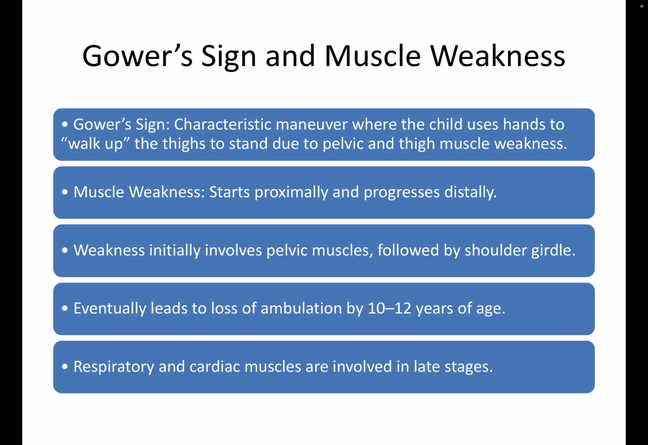So what is Gower sign? It is a characteristic maneuver where the child uses hands to walk up the thighs to stand due to pelvic and thigh muscle weakness. Eventually this leads to loss of ambulation by 10 to 12 years of age. Respiratory and cardiac muscles are involved in later stages, resulting in death.